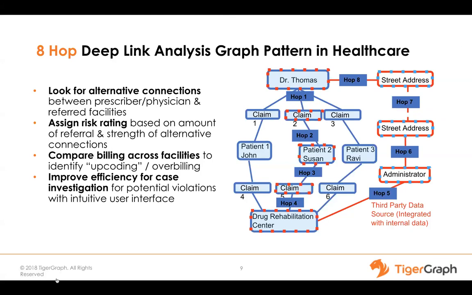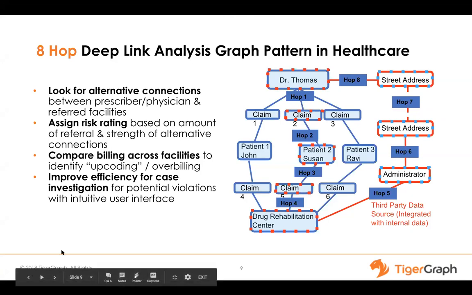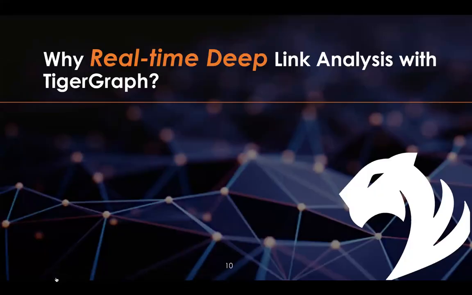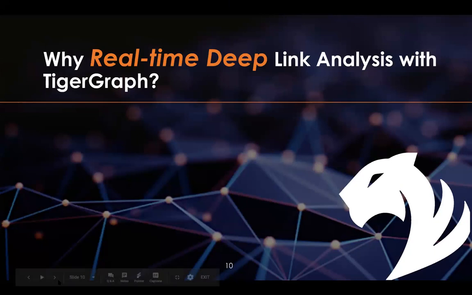When you see that the address of the administrator and Dr. Thomas's address is the same address, you may find that this is actually really suspicious. And the fraud ring is established here with the deep link analysis. All right, why do we need real deep link analysis with TigerGraph?